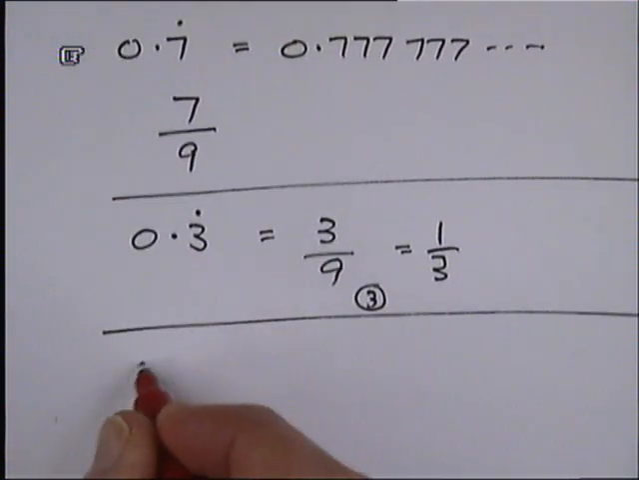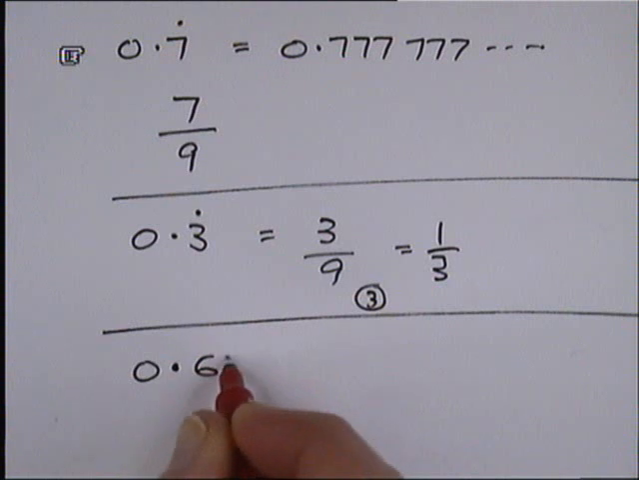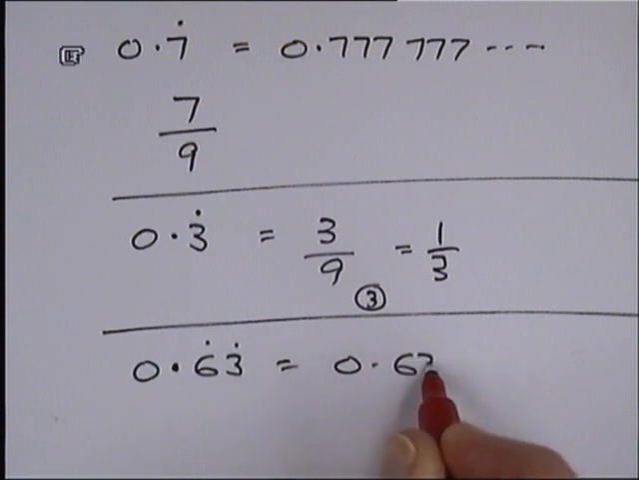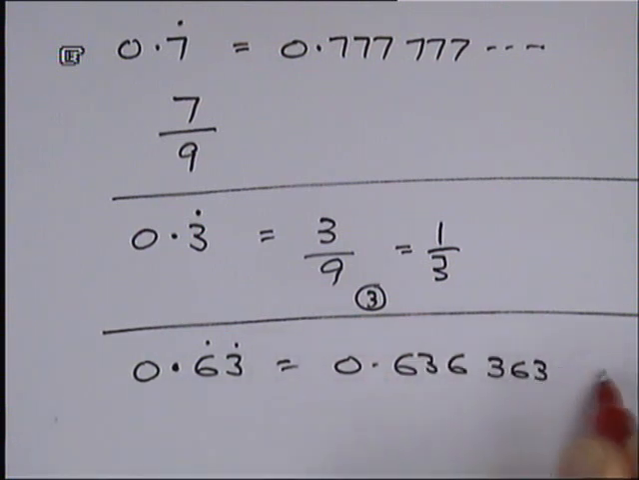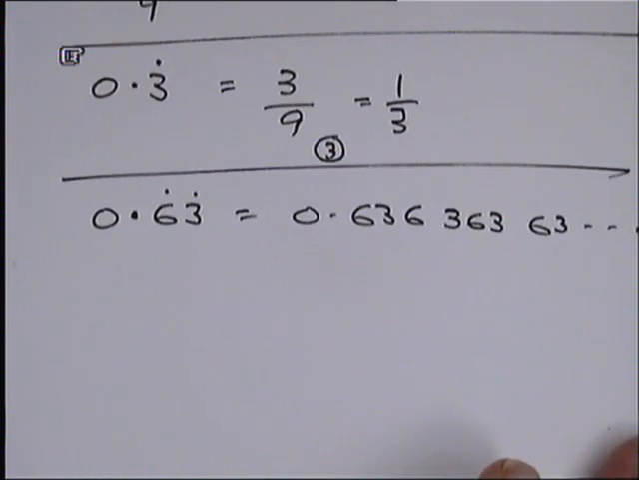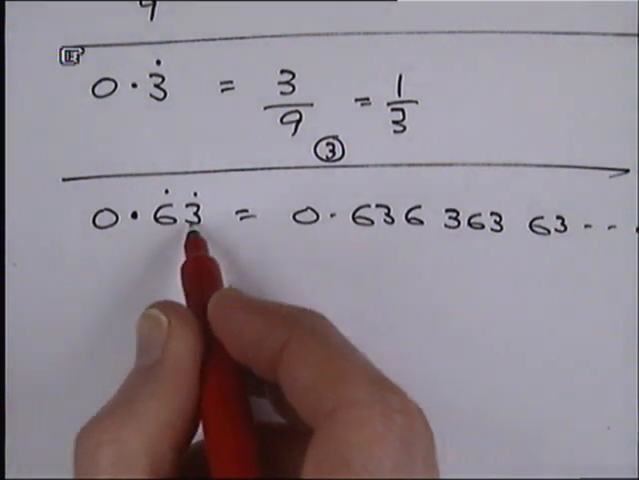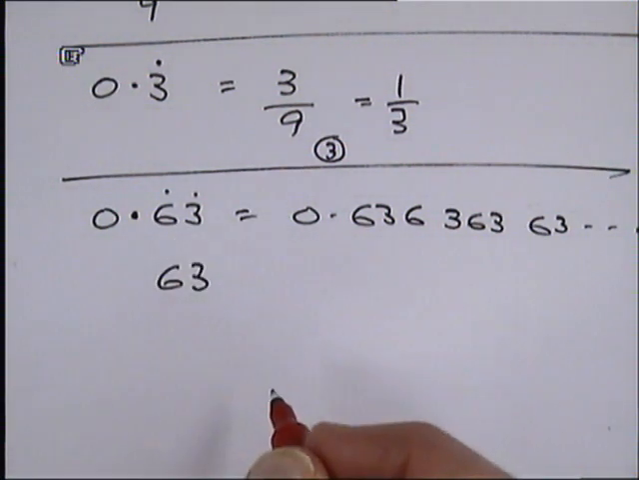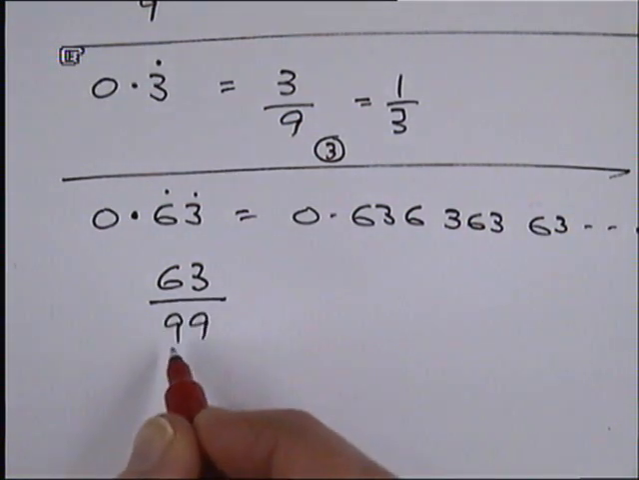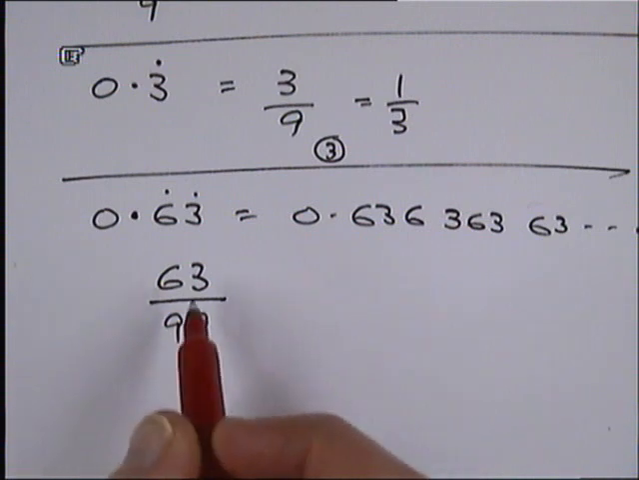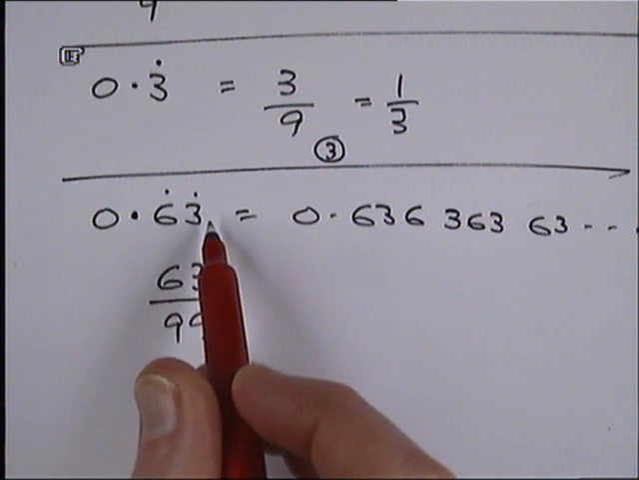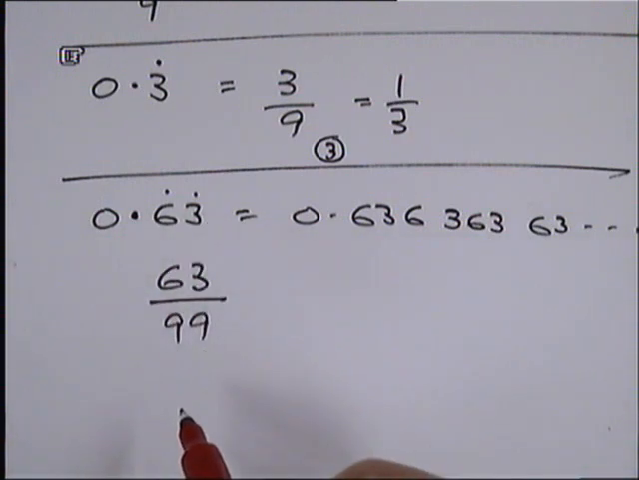If we look at another one, 0.63 recurring, if the dots are like this, it means that number is 0.63636363, and so on, and the 6s and the 3s as a pair go on forever. So we'll write the 6 and the 3 down on the top of our fraction. That's our numerator. And on the bottom, we write 9 down twice. So you get 99. We've written 9 down twice because there are 2 digits on the top. So 0.63 recurring is the same as 63 over 99.